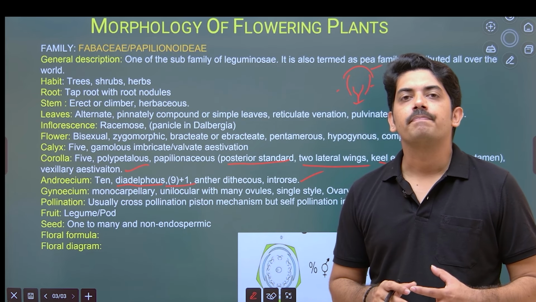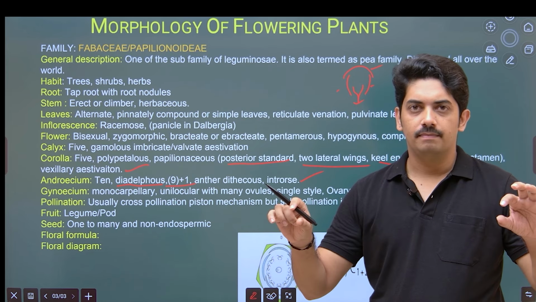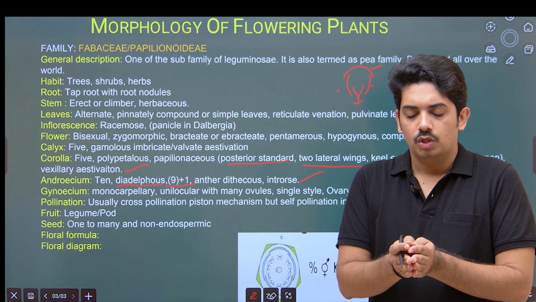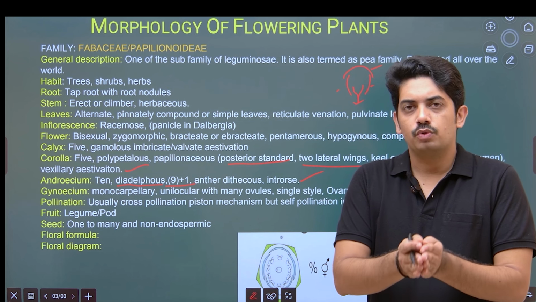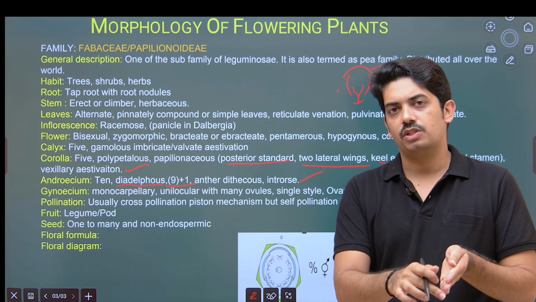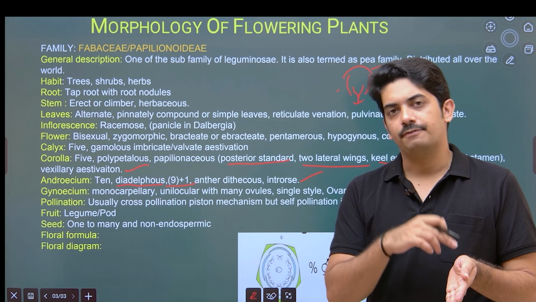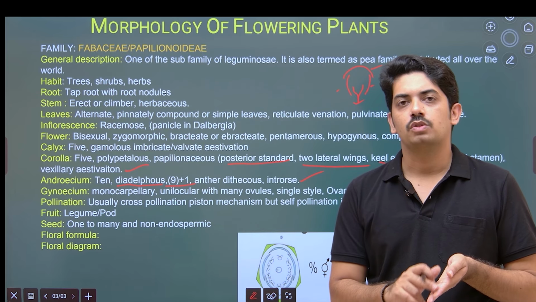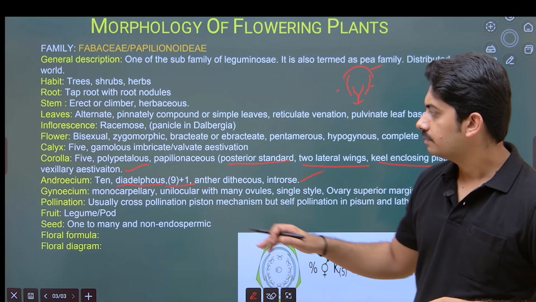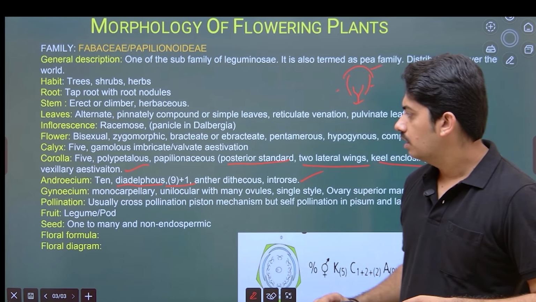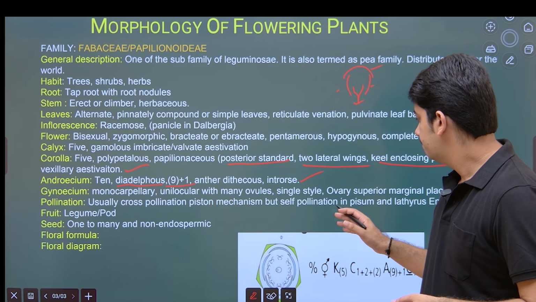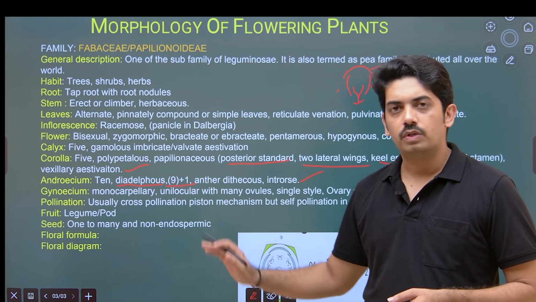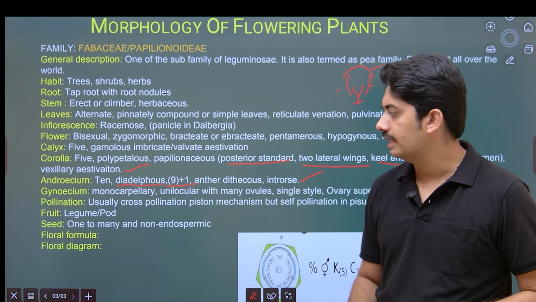In one way we can say there is only one carpel. If you open the mature fruit, you observe two sutures, one side suture, another side suture. On one suture, the ovules after fertilization develop into seeds. They are arranged on the margin, so we call it marginal placentation. Then pollination, cross pollination, with the help of insects in some plants. Fruit is a legume, that is a very important family character.